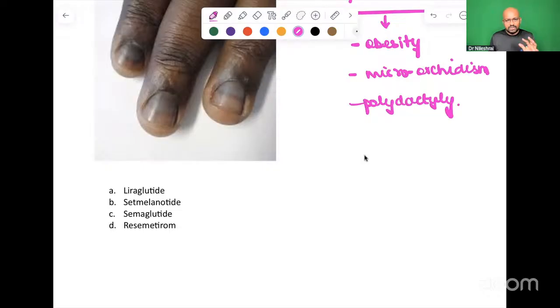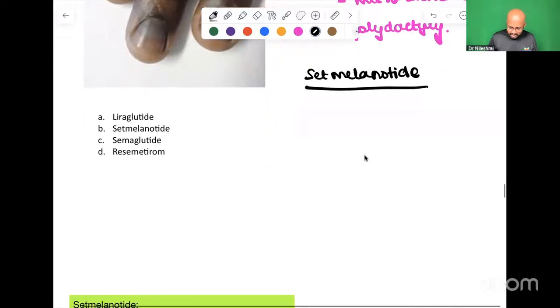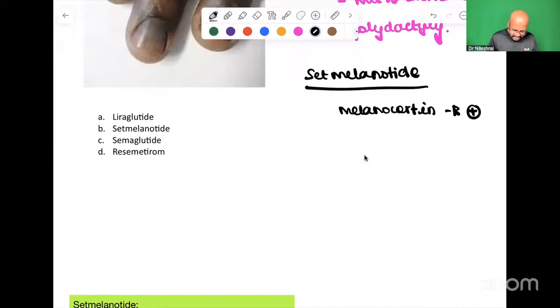But here, don't worry about it, because primarily we are talking about a drug, and that drug name is setmelanotide. Setmelanotide is the only drug which has been approved for Bardet-Biedl syndrome, which is a melanocortin receptor agonist agent. That's why the answer for this question is setmelanotide.